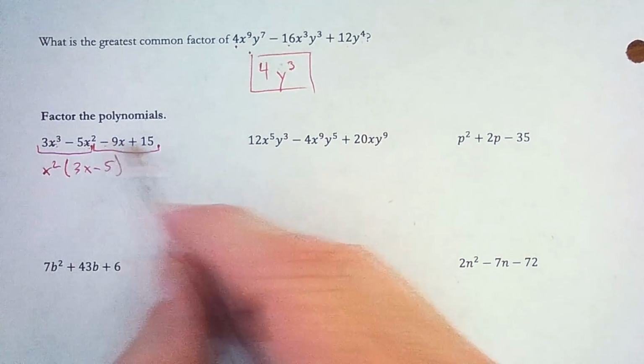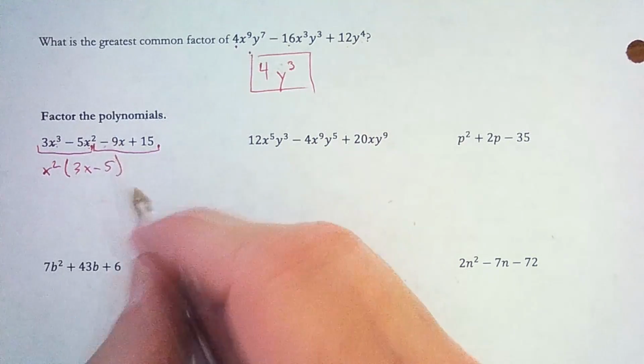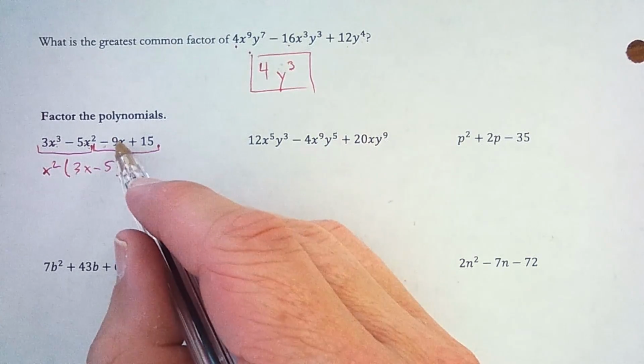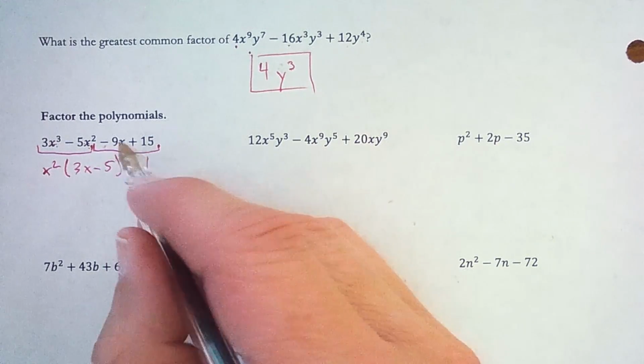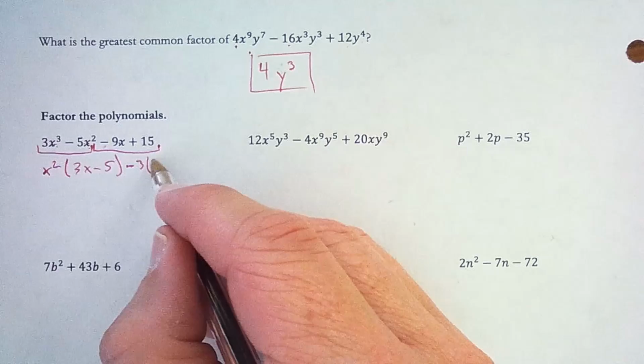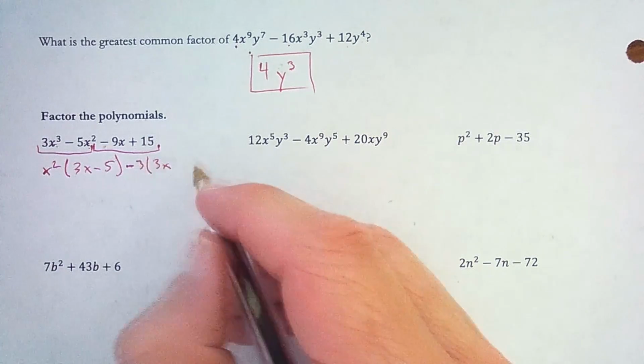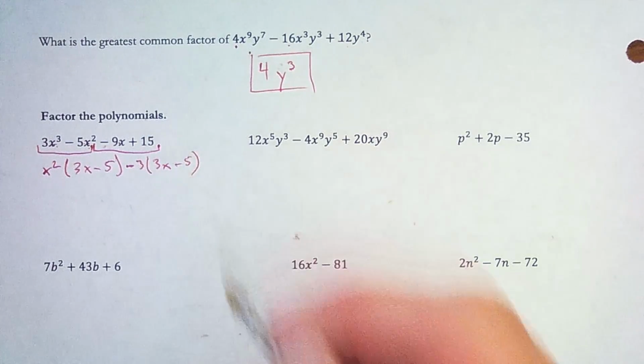And then here in the second group, I always factor out this sign. It happens to be negative. And I believe the GCF is 3. So I'm going to factor out negative 3. Negative 9x divided by negative 3 is 3x. 15 divided by negative 3 is negative 5.